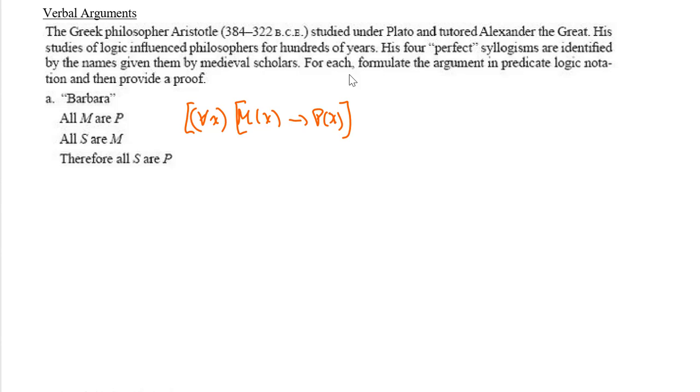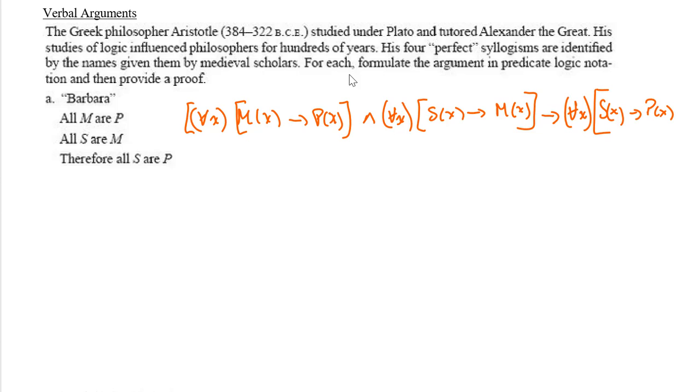As we've seen in the previous section, all M are P means for all x, if it is an M, then it's a P. And the same way, all S are M. So this is the hypothesis. Therefore, my conclusion is that all S are P: for all x, if it is an S, then it's a P. Well, we could see this is obvious, but for all that exists, how are we going to prove this? So first of all, I'm going to need to write down the proof.